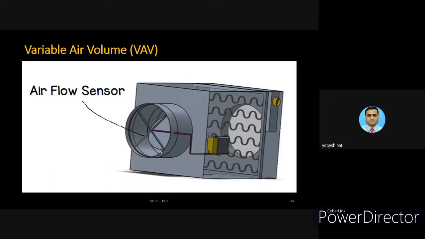This damper is different from the damper that we saw in the AHU, the air handling unit. Those dampers and their controllers are different, and because this is a very small unit, this damper's construction is different from that. And this is the controller part. This is the coil part of this.